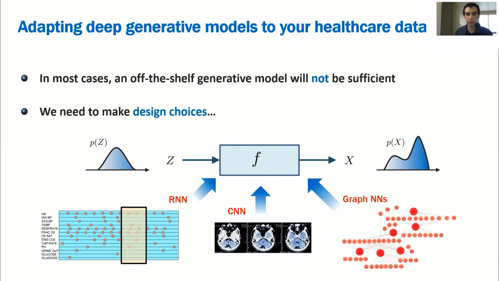So if you are dealing with electronic health records or ICU data, maybe the mapping that we use in a normalizing flow or in a GANs model would be based on RNN. If we have imaging data, maybe we use convolutional neural networks. If we have comorbidity networks or drug-drug interactions or something that involves graphs, maybe we use some graph neural networks for constructing the representations within this normalizing flow model and within the GANs model or within the variational autoencoder model.